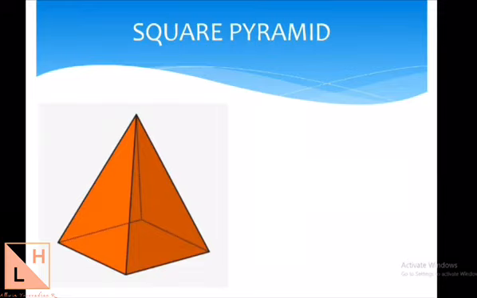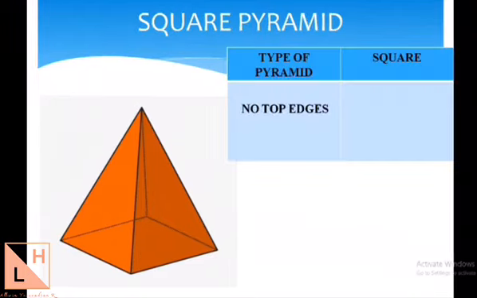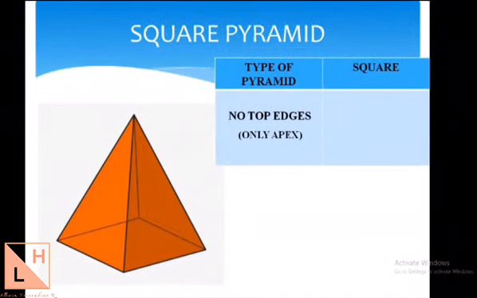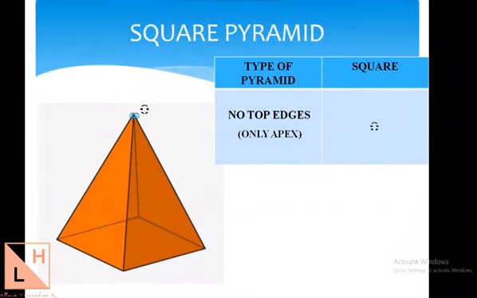Now, unlike prism, you don't find any top face or top edges in a pyramid because the top of the pyramid is going to be a single point. So we don't find any top edges in a pyramid. In a prism you'll find top edges, in a pyramid you will not find any top edges, but the top is simply a single point. This single point is called the apex. So a pyramid will have an apex at the top, which is a single point. Let us represent that single point as O for our reference.